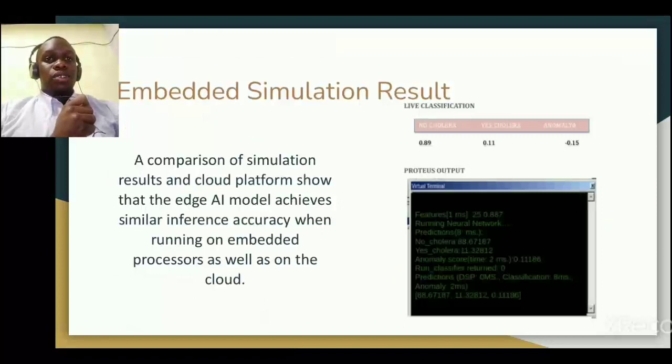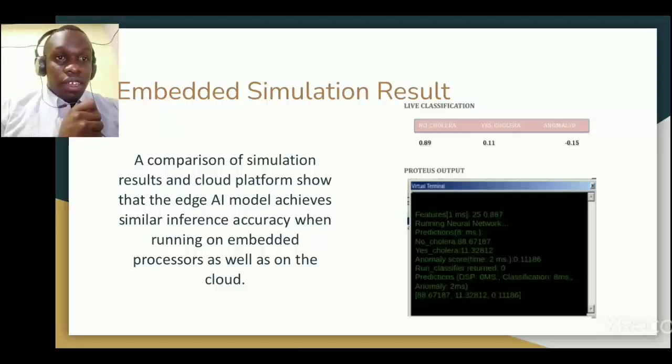So on the embedded simulation results, we compared the live classification to the Proteus simulation, and what we noticed is that the comparison shows that the Edge AI model achieves similar inference accuracies when running on embedded processors as well as on the cloud. You'll notice that we have an accuracy of 88% and 88%, while classification is 89%. So this variation is almost negligible, almost 1%, and we attribute this to the processing power provided by the cloud in comparison to the embedded simulator.